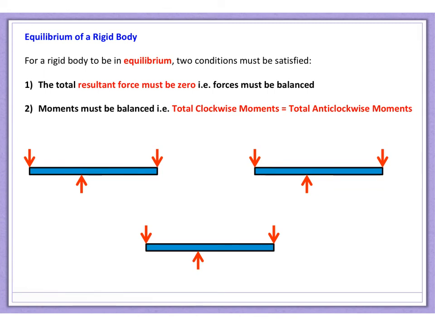Now, previously, when we have solved problems involving the particle model, for a particle to be in equilibrium, there must be a total resultant force of 0, i.e. the forces acting on the particle must be balanced.